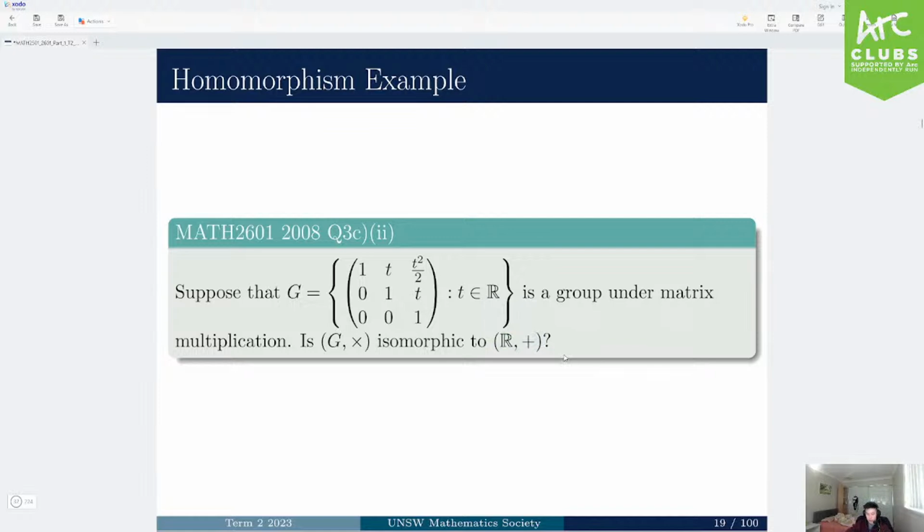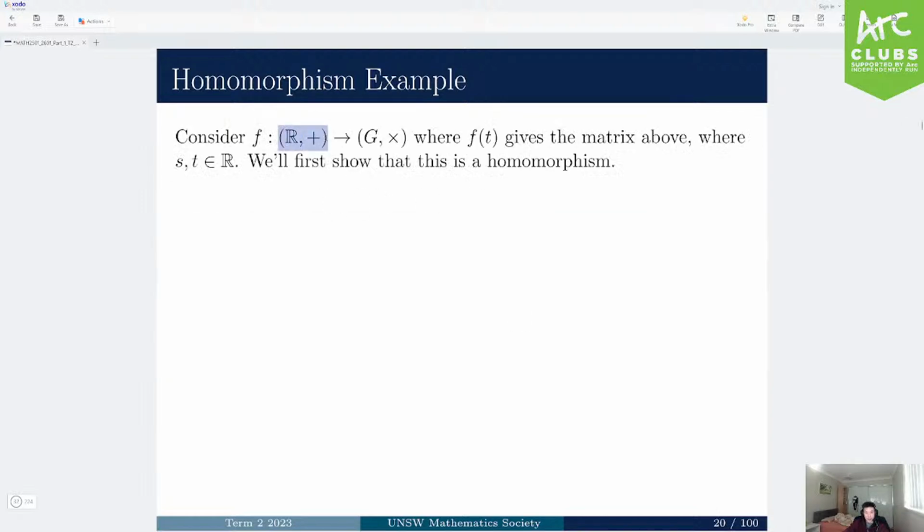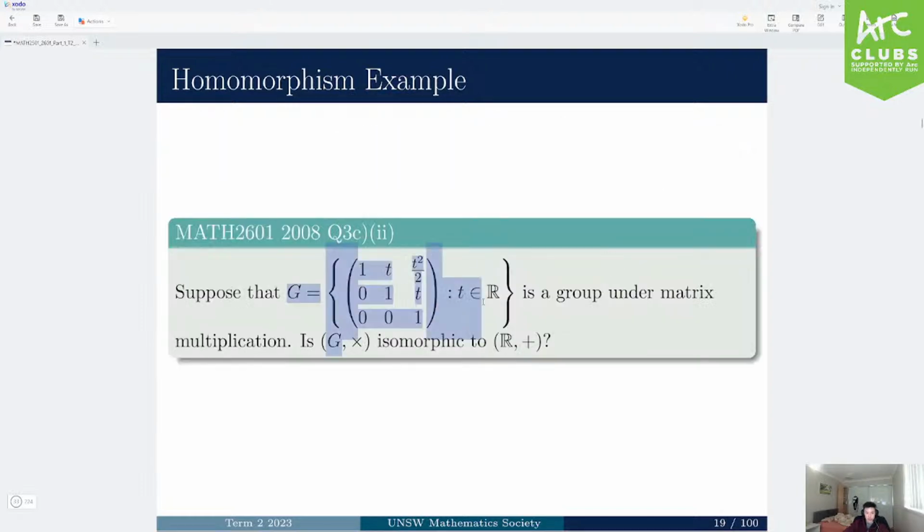Okay. So the general approach to this question is we want to find a function that maps from one of these groups to the other, and we want to see if the function is firstly a homomorphism, and secondly if it's a bijection. Well, we can consider f that maps from the real numbers to the group G, where f of t gives the matrix above. So G in this case is the codomain, and we can represent the function f that maps to this G using just the t variable.